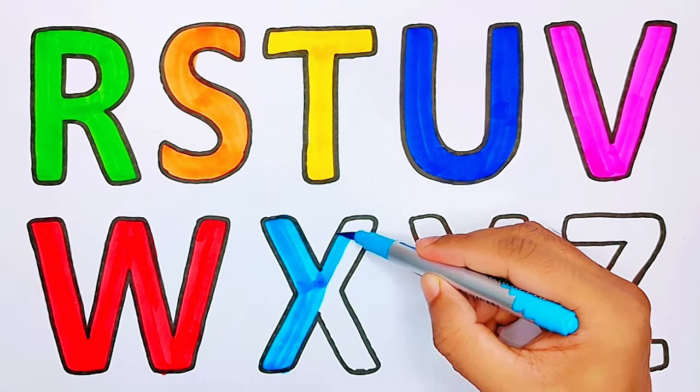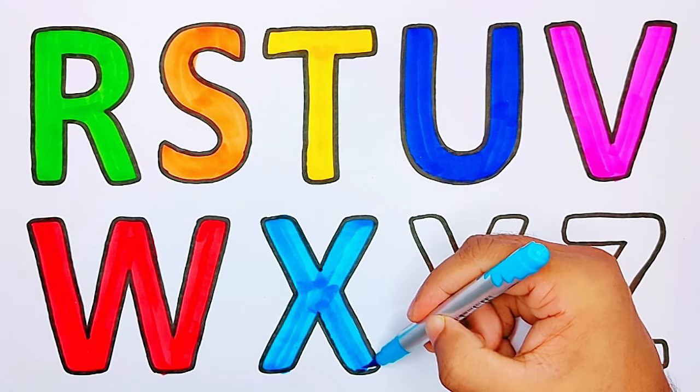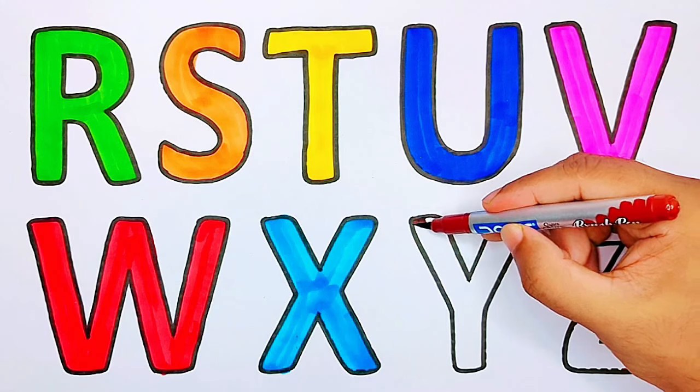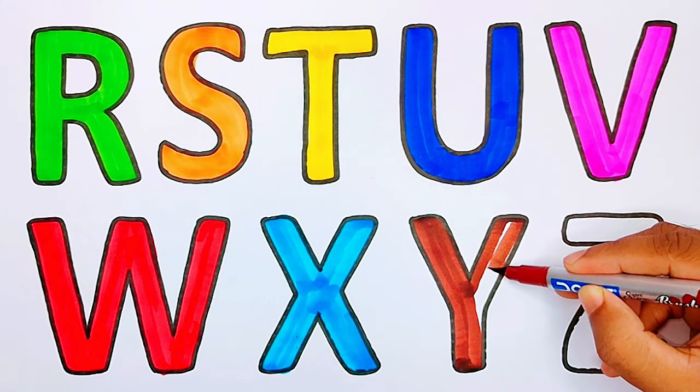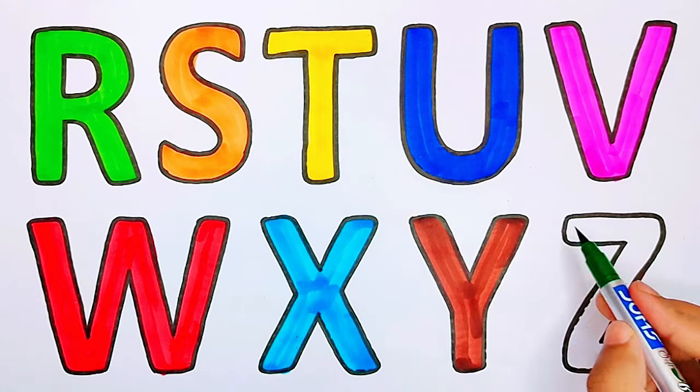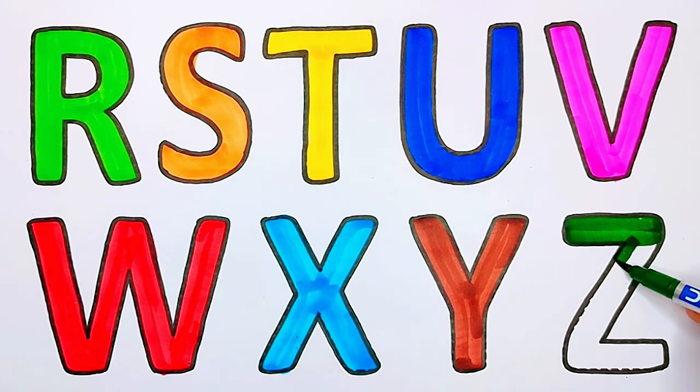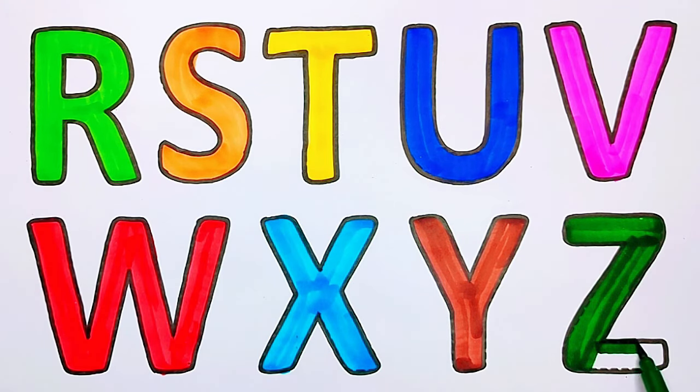X for jebek. Brown color. Y for yoga. Dark green color. Z for zeppelin.